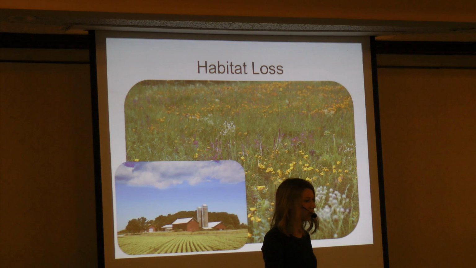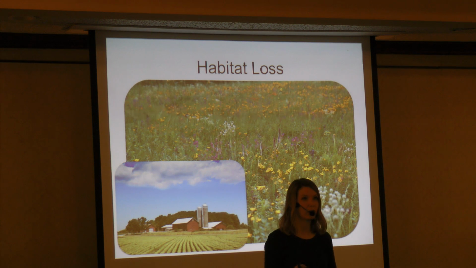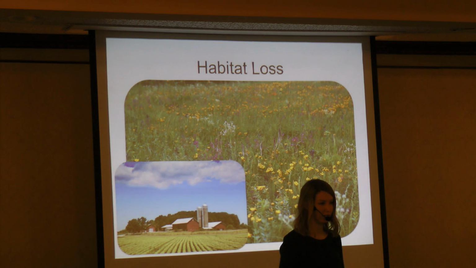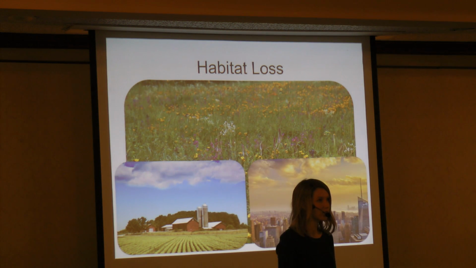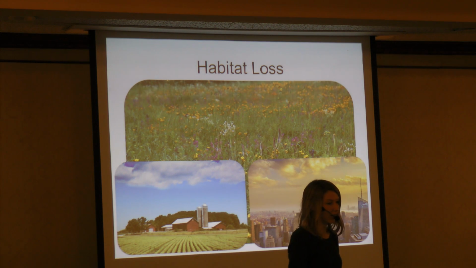So in New York, the biggest change of habitat is agricultural intensification. And right now, New York is 25% agricultural land. And this is the exact area where we actually need pollinators. We want to boost their habitat here because we want to make sure that we have pollinators to pollinate the crops. We also see some urbanization in New York.